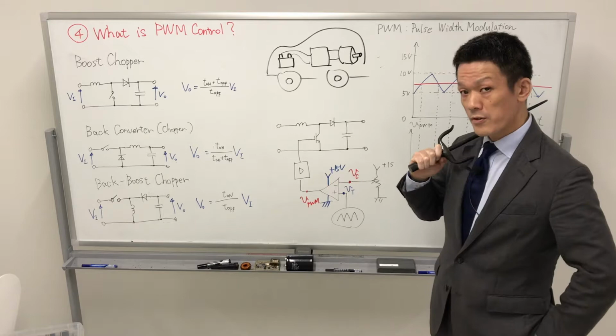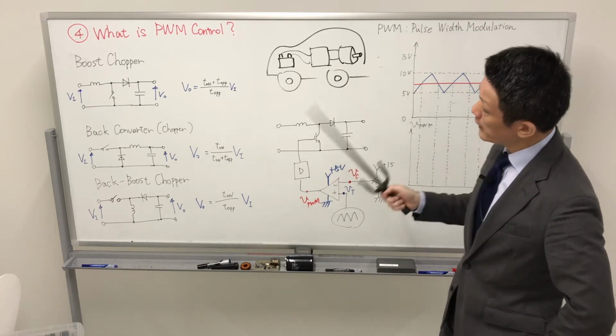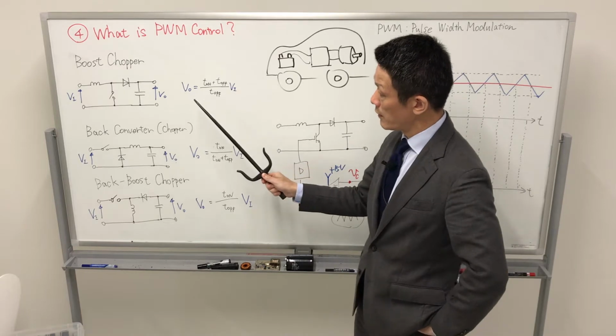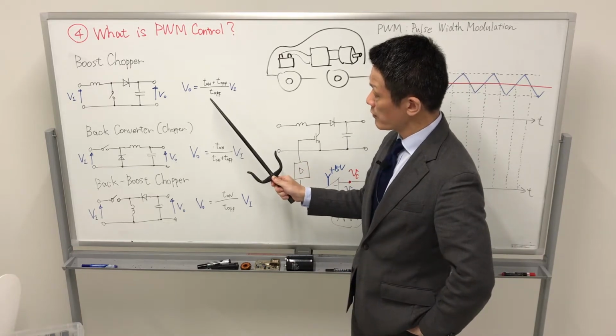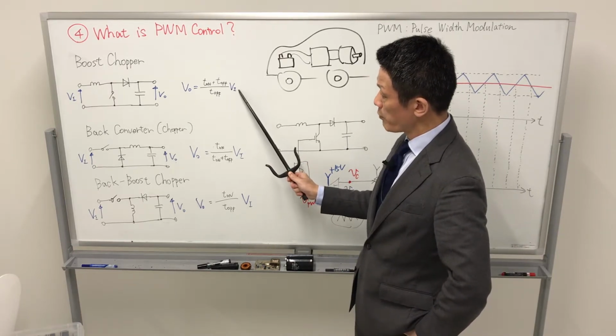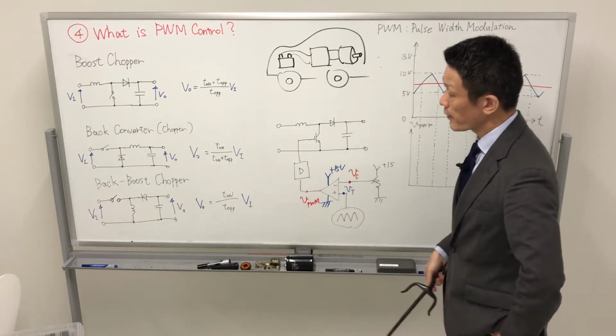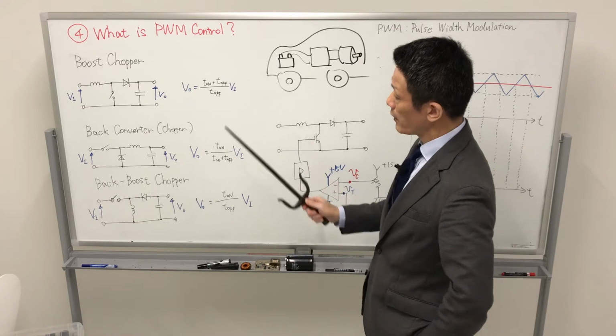In the last lecture, I mentioned the boost chopper, the relationship equation for the input voltage and output voltage. Can you calculate this equation?